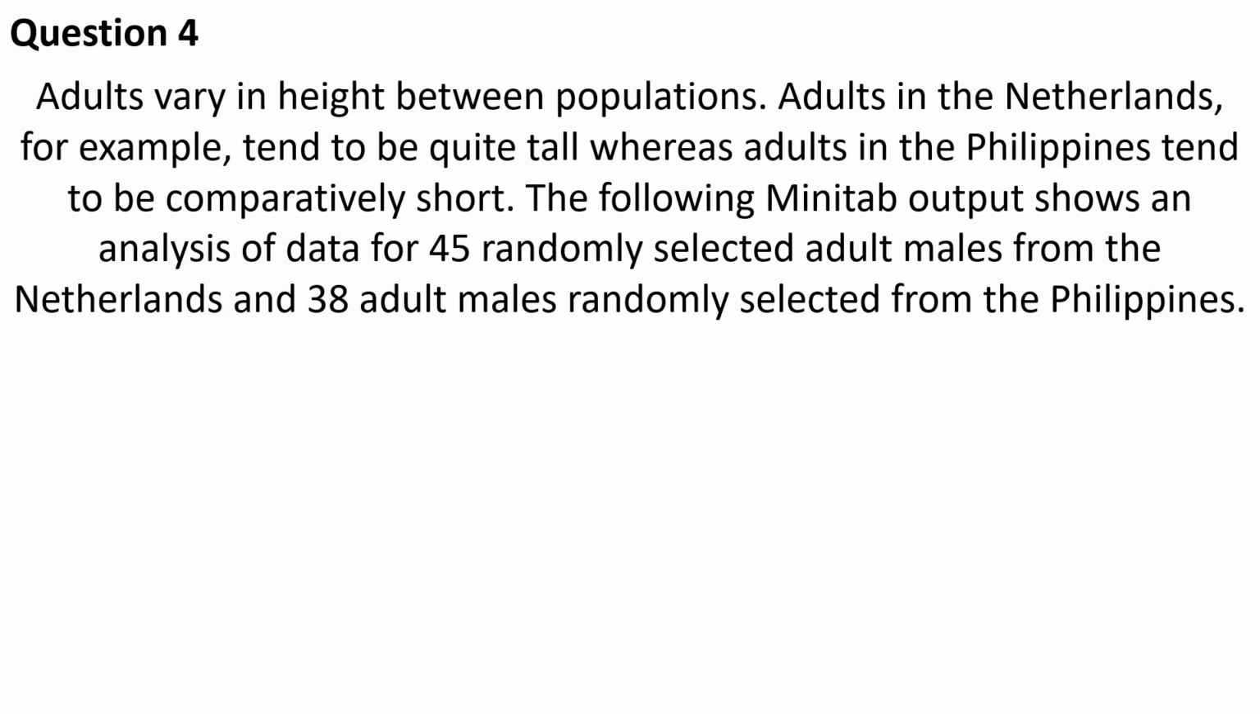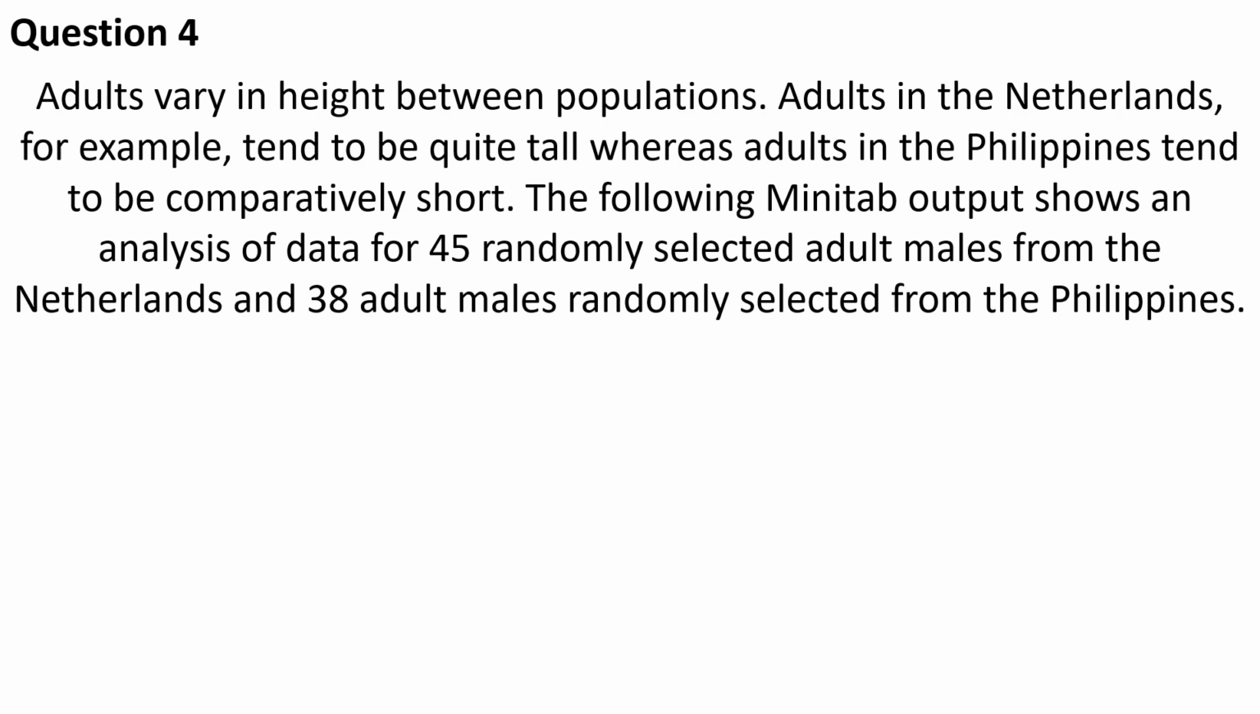Next one. Adults vary in height between populations. Adults in the Netherlands, for example, tend to be quite tall, whereas adults in the Philippines tend to be comparatively short. So the following Minitab output shows an analysis for 45 randomly selected adult males from the Netherlands and 38 adult males randomly selected from the Philippines.